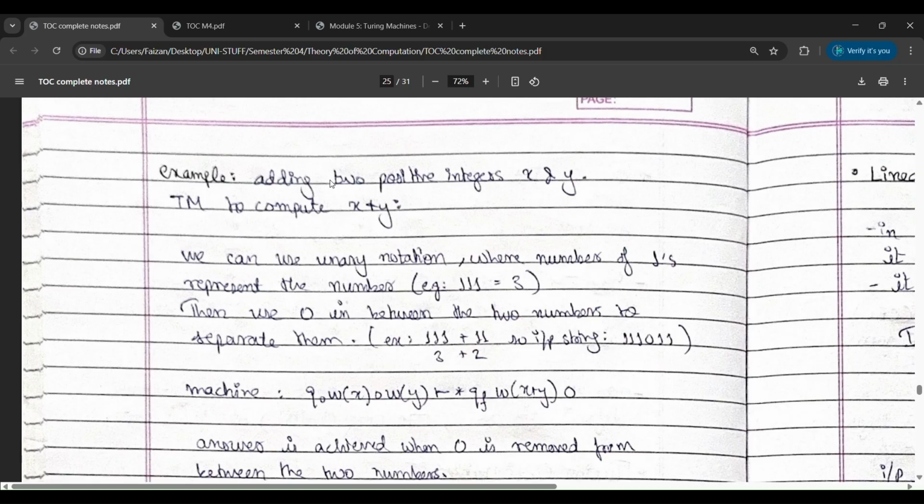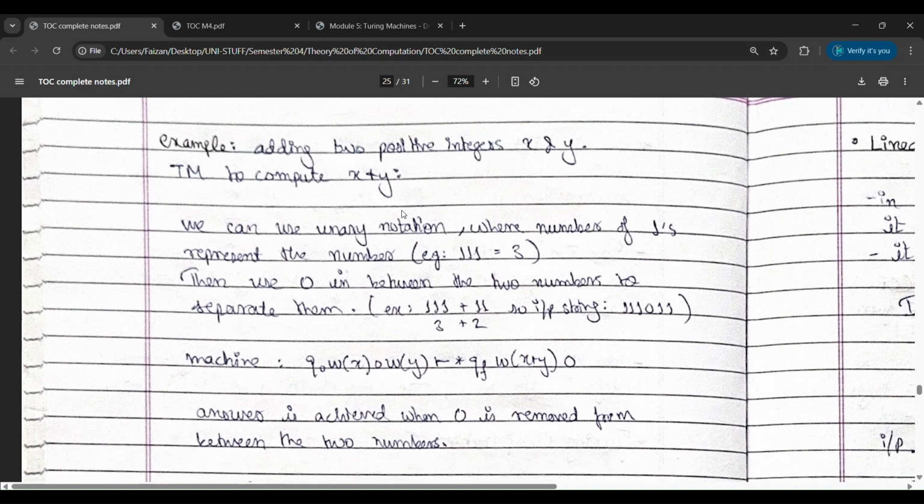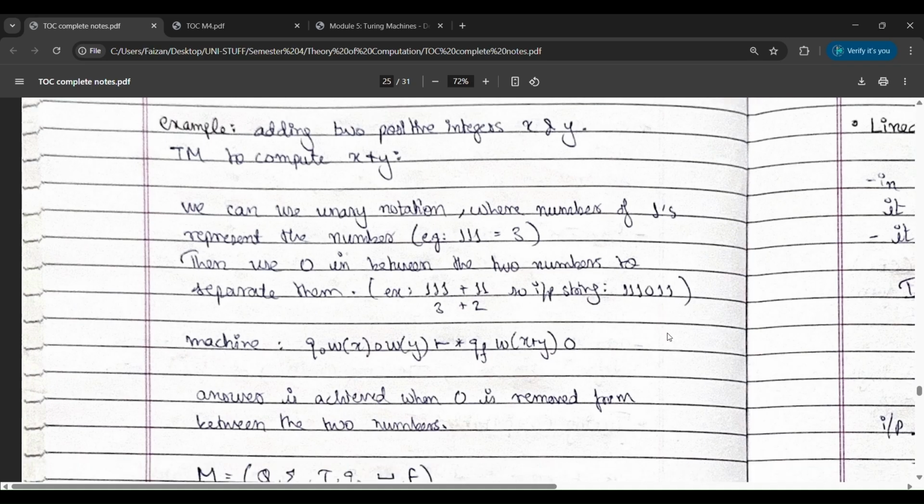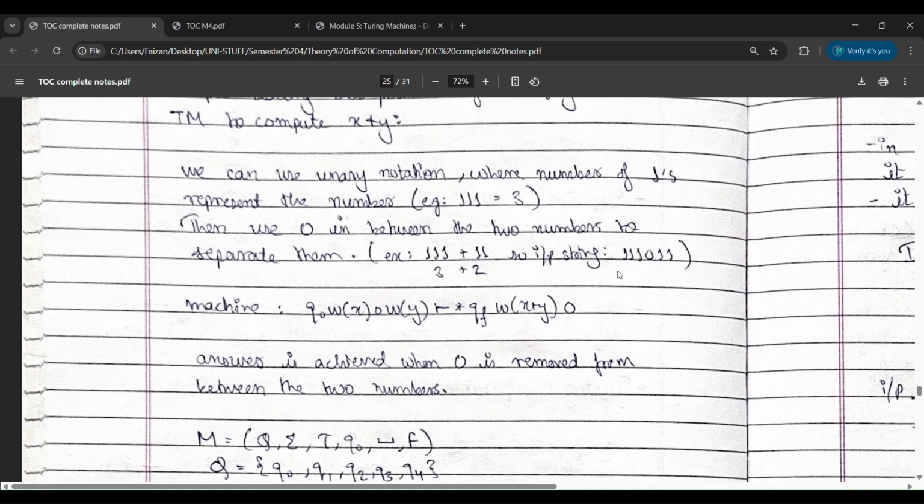So in unary, what we're doing here is adding two positive integers x and y. Based on unary notation, ones represent the number, and we use 0 in between two numbers to separate them. Hence, if you have 3 plus 2, you write 111 and 11. So 3 plus 2 is 5. If you just combine these two numbers together, you're going to get 5, right? And if I put a 0 between the two, I can tell that the 0 is separating two numbers. Three ones means 3, and 0 is separating it from two ones, which is 2. Fine.